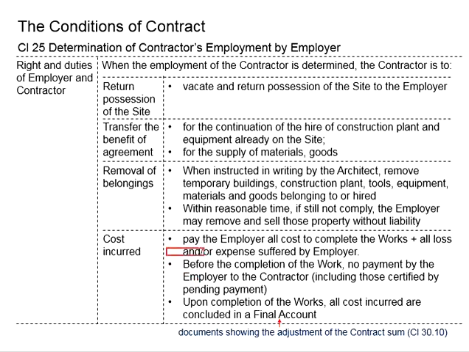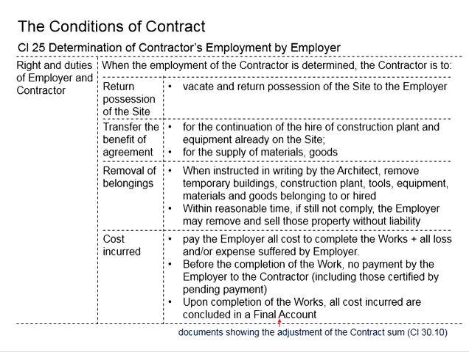With that, before the completion of the work, no payment by the employer to the contractor should be given. This includes those certified but pending payment. That means by the time the employment of the contractor is determined, all the payment should be on hold. There won't be any further payment. Even those certified but not yet paid shall also be on hold. Everything will have to wait until the completion of work, so that the relevant costs incurred due to the determination of the contractor's employment can be confirmed.